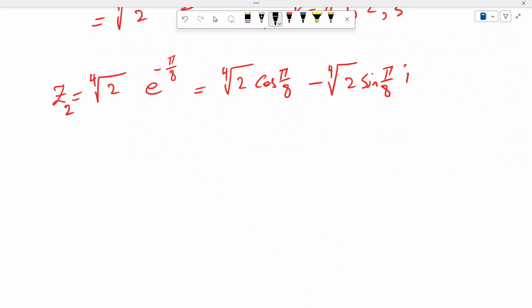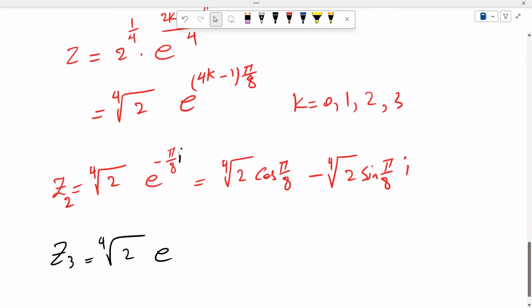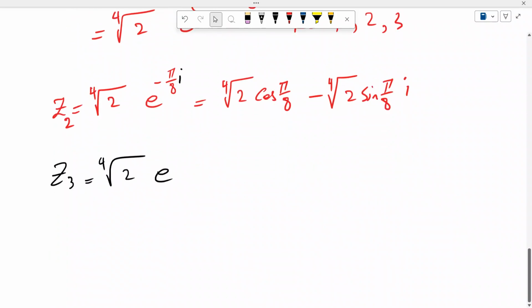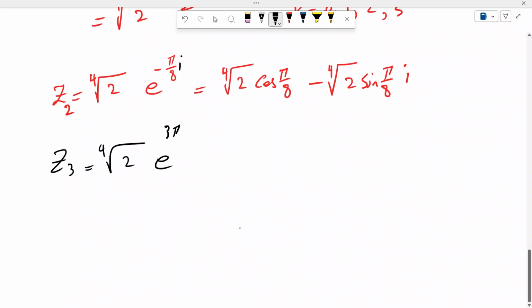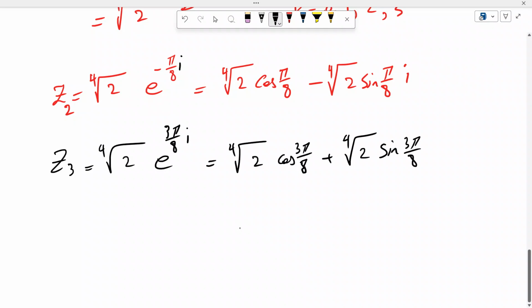Then we can continue the same. Now, the other root is e to the, sorry, I missed i here. Here also I didn't write i. So if k is 1, it is 4 minus 1, so it is 3 pi over 8, e to the 3 pi over 8 i. And this is the same, the fourth root of 2 cosine 3 pi over 8 plus the fourth root of 2 sine 3 pi over 8 i.